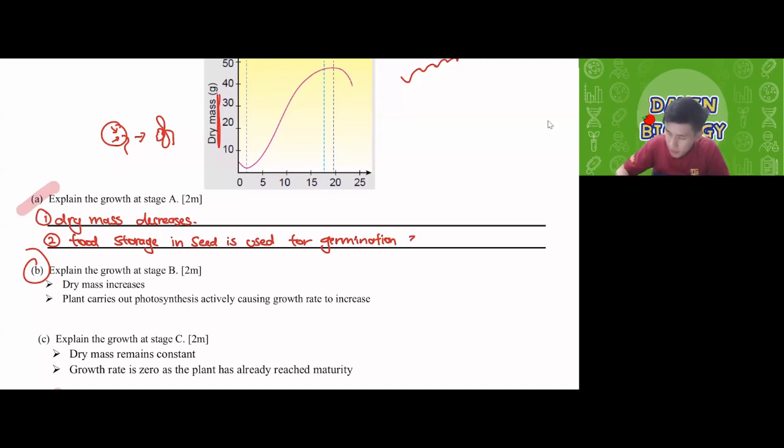And we add one more point. The seed coat will drop. So you can say dispersal of seed coat occurred. As the seed becomes empty, then the skin will drop. Seed coat, C-O-A-T.